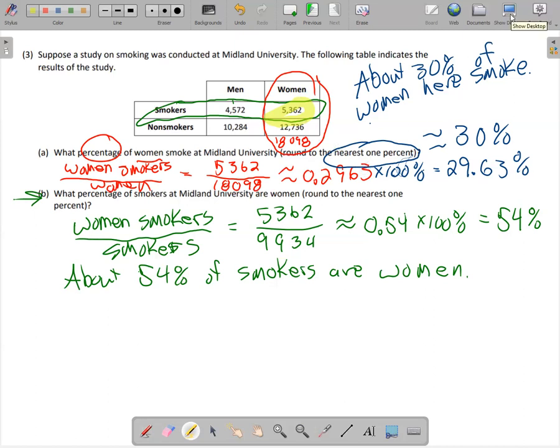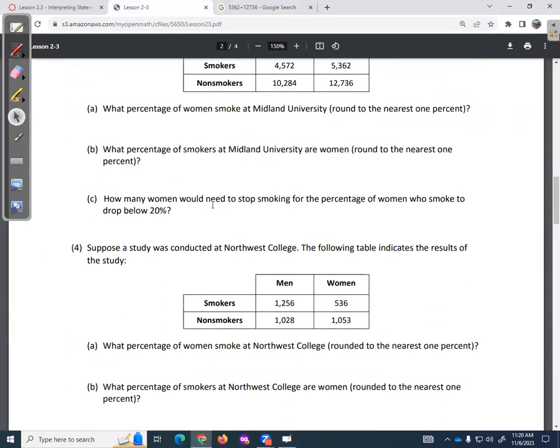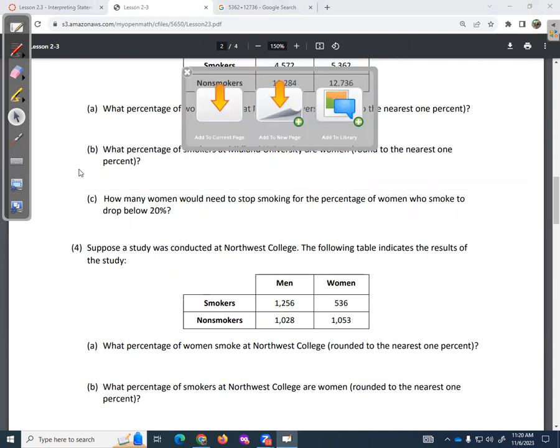All right, next question's a bit harder. We want to figure out how many women would need to stop smoking for the percentage of women who smoke to drop below 20%. How many women would need to stop smoking? Okay, so we got to mess around with that. Go to a new page, and then we're going to play with this on a spreadsheet next. Repeat what we just did. Full question, please.